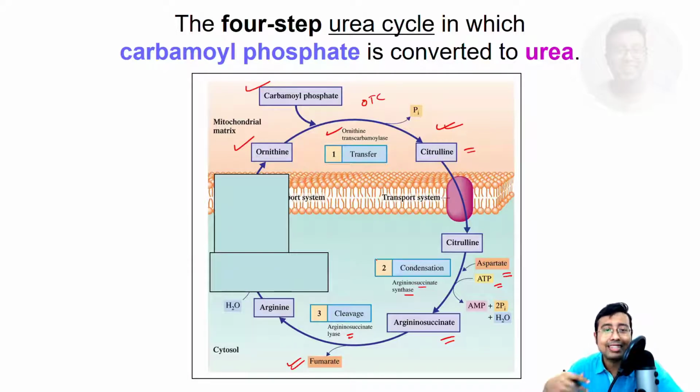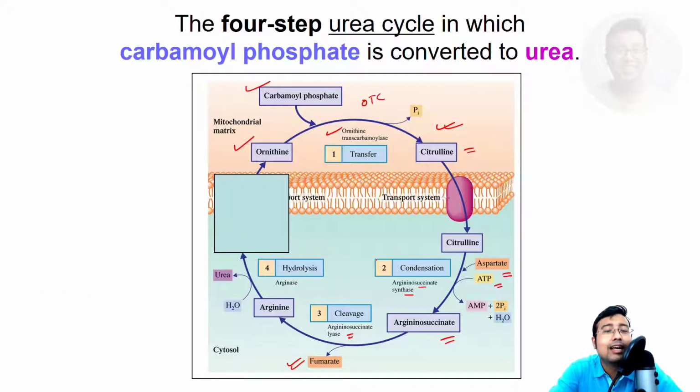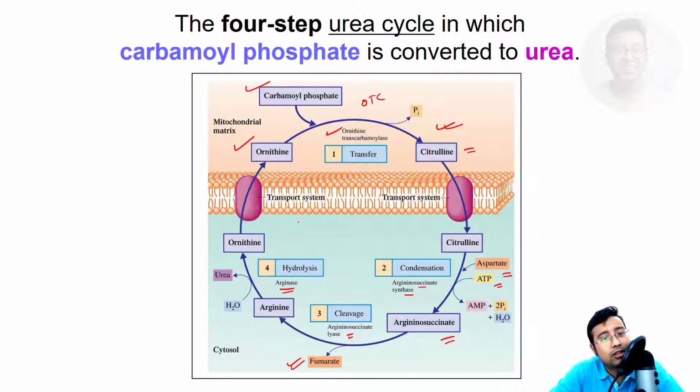In the next step, we haven't got our target molecule, that is urea. That happens in this next step. Arginine is hydrolyzed by the enzyme arginase. It's a hydrolase and it leads to production of urea, and arginine is converted to ornithine, and that ornithine is again transported inside the mitochondrial matrix by this transport system, thus completing the cycle.